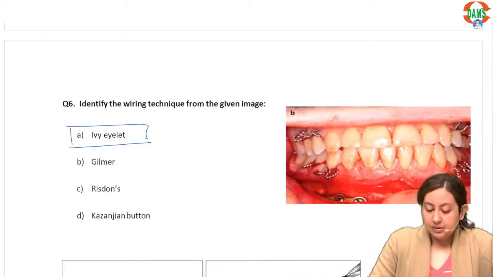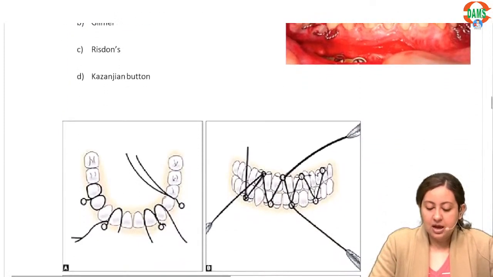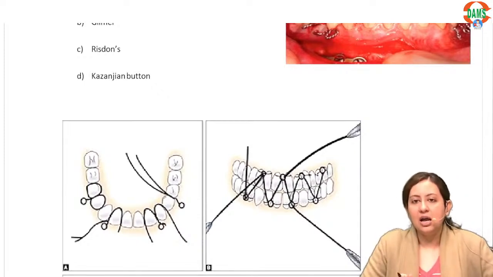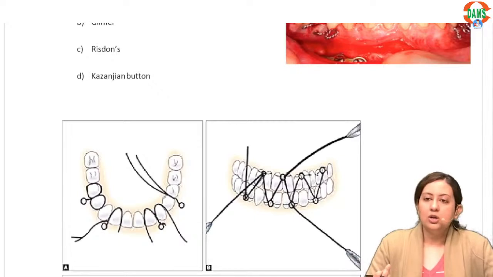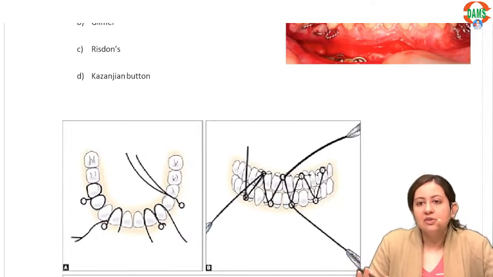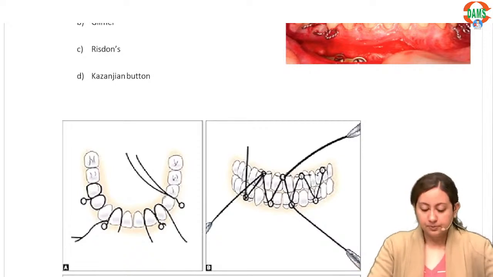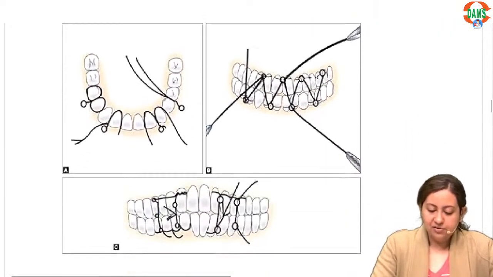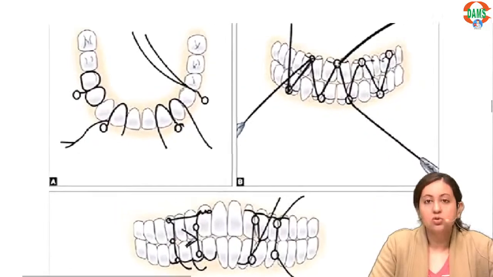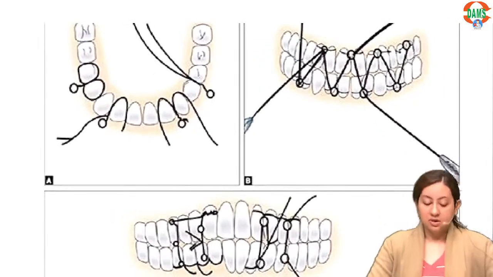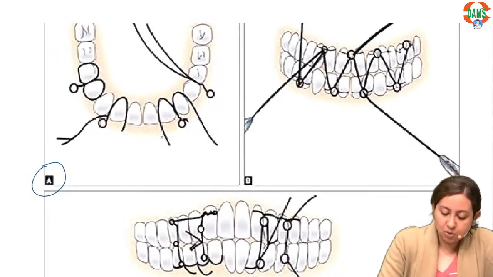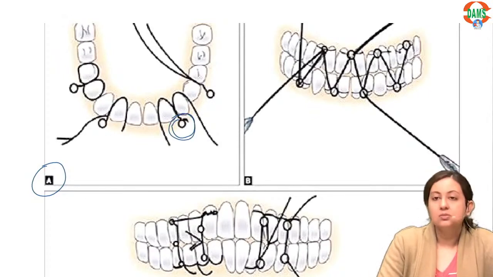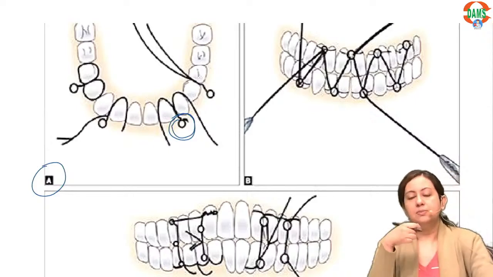Okay. Now I want all of you to understand Ivy eyelet. I have a few diagrams with me so that you can understand, and whenever there is a picture of Ivy eyelet, you can easily mark the correct answer. All right. Now, I'm going to zoom this out a little. If you see here in picture A, there are small loops.